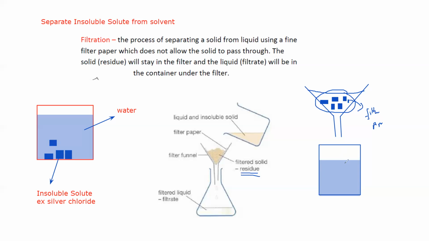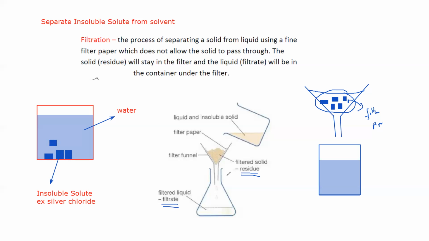And the solvent which passes through the filter paper, what do we call that? We call that a filtrate. So by this technique, a solute is separated from the solvent with the help of a filter funnel and a filter paper, and this is simply known as filtration. So filtration is normally used to separate insoluble solute. For example, if you want to separate sand from water.